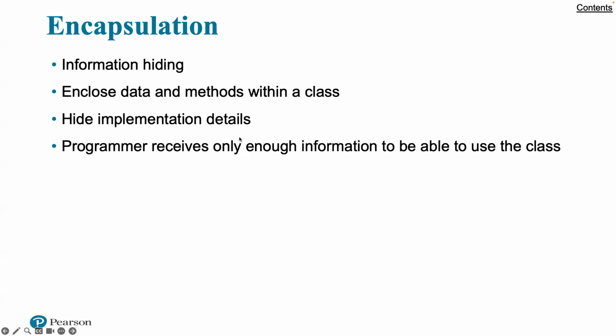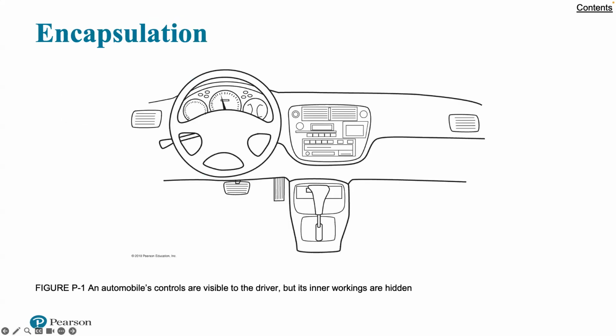You're hiding the implementation details in the next chart that I'll show you. It will give you a better sense of something you're familiar with and why it's useful. The programmer receives only enough information to be able to use the class. So let's think about driving a car. I don't need to know the type of engine, does it have fuel injection or various other types of parameters that are there. This is the interface that a driver has.